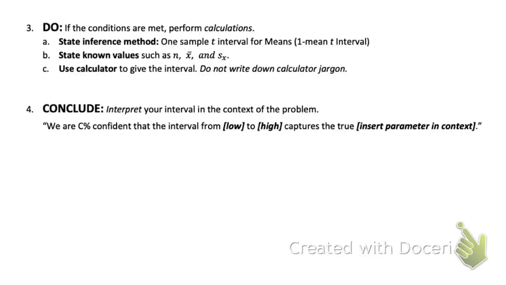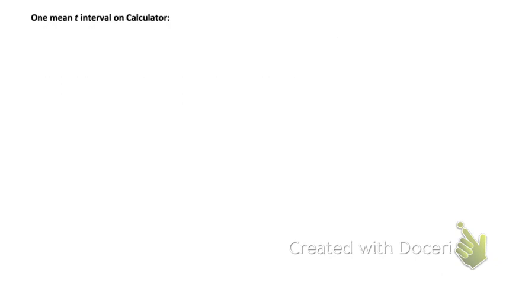Do. This is where we're going to go to our calculator, folks. This is where our calculator is going to do it all for us. And we're going to say, thank you, calculator. We love you and have a great day. And then we conclude: we are C% confident that the interval from blah, blah, blah. Okay, great. Calculator. This one looks very different.